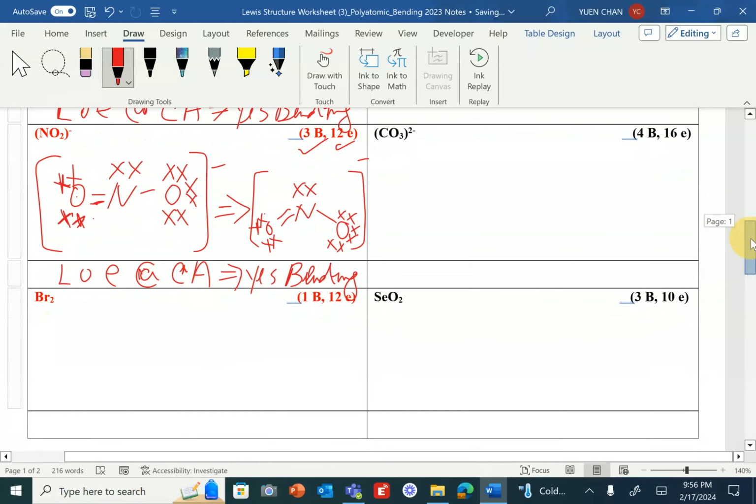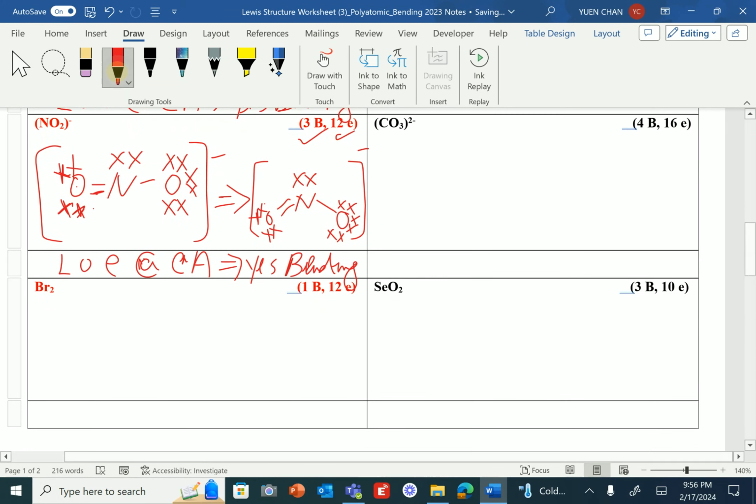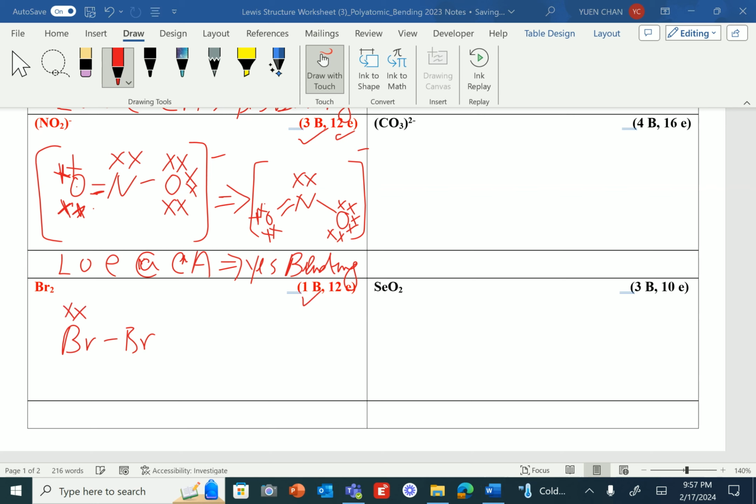And then on the bottom is Br2. So we did Br2 before. There is no central. So we would just write Br is a linear in one line, one bond, but electron no good. So we need to fix the electron. I don't know why it's not so sensitive.